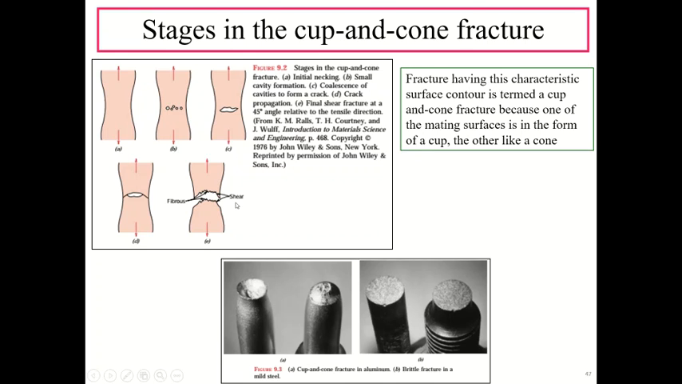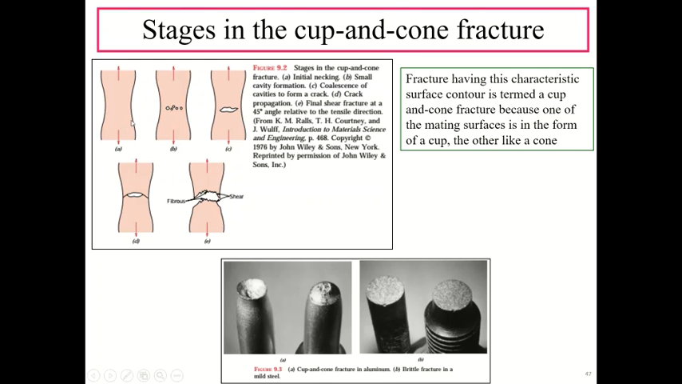Now let us look into the stages in cup and cone fracture. Cup and cone fracture is due to the moderate ductile fracture, and these are the different stages. The fracture having this characteristic surface contour is termed a cup and cone fracture, because one of the meeting surfaces is in the form of a cup and the other like a cone. As I said earlier, one meeting surface will be in the shape of a cup and the other in the shape of a cone. These are the stages.